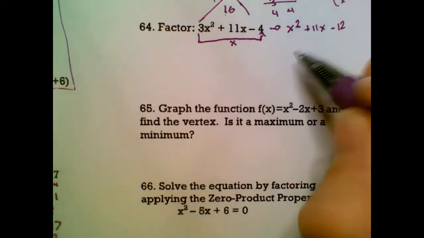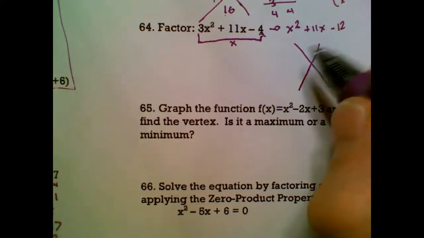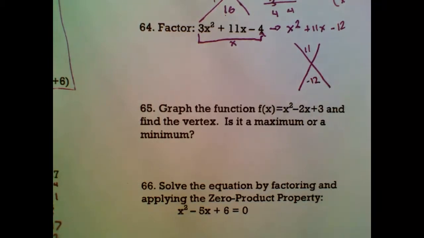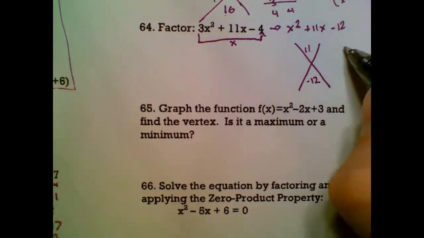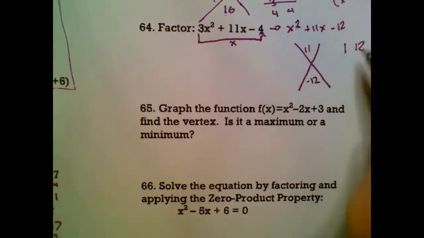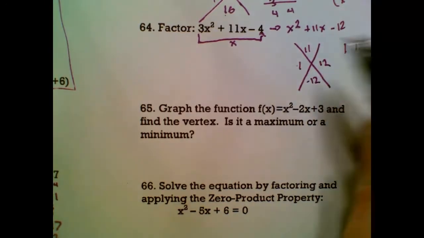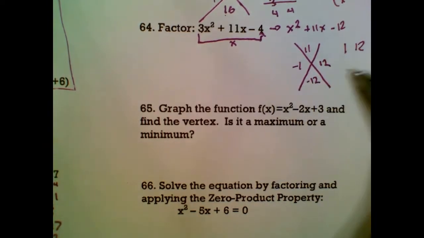Okay. Now we treat it as before. We make our x's. And we put the 11 here, and negative 12 there. So what times what is 12, to add together would be 11? Well, 1 and 12. In this situation, the 1 is negative, so we'll just go like this: x minus 1, x plus 12.